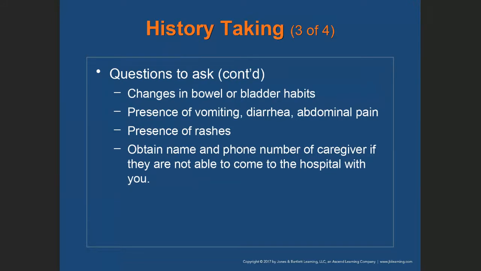Questions to ask. Are there changes in bowel and bladder habits? Is there vomiting, diarrhea, abdominal pain? Is there the presence of rashes? Obtain the name and phone number of the caregiver if they are not able to come to the hospital with you.